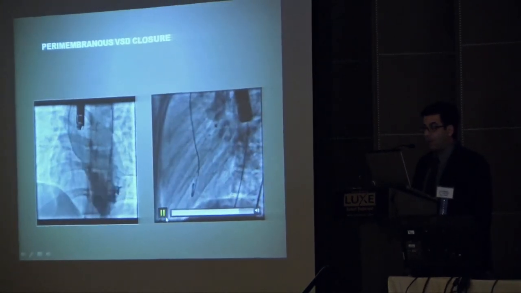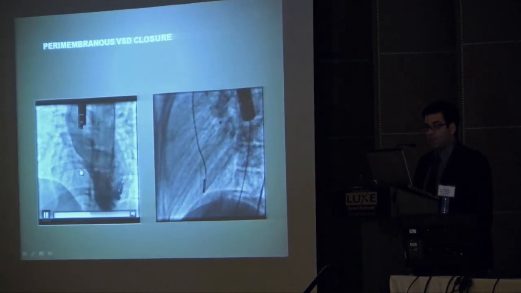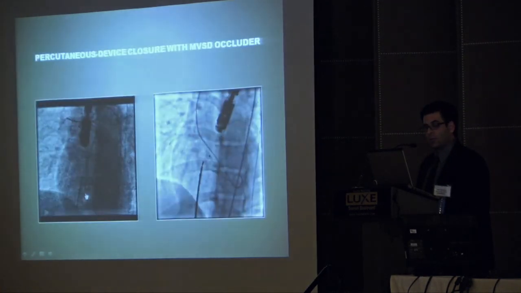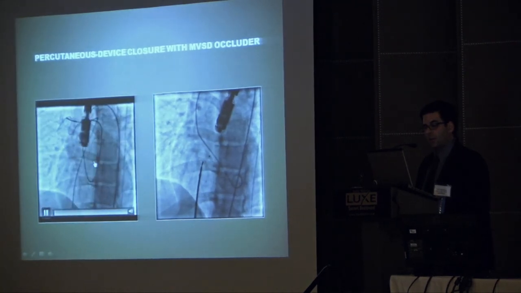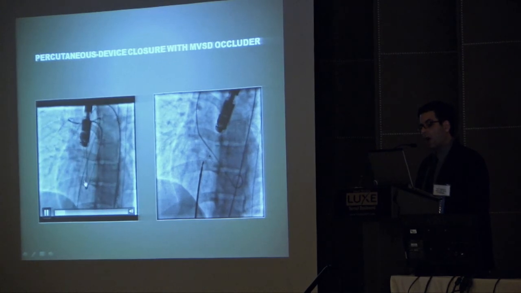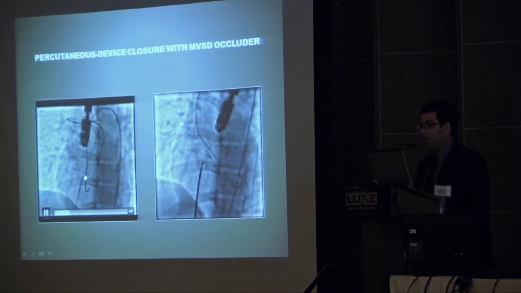But ideally, you want to have a biplane lab. Here's the VSD right here, and you see a left to right shunt. Then, using cine angiography, or in this case fluoroscopy actually, we guide a wire across the VSD with an end-hole catheter like a JR3 or JR4, put the wire up into the pulmonary artery, and then snare the wire from the venous side to create a wire rail through the heart.